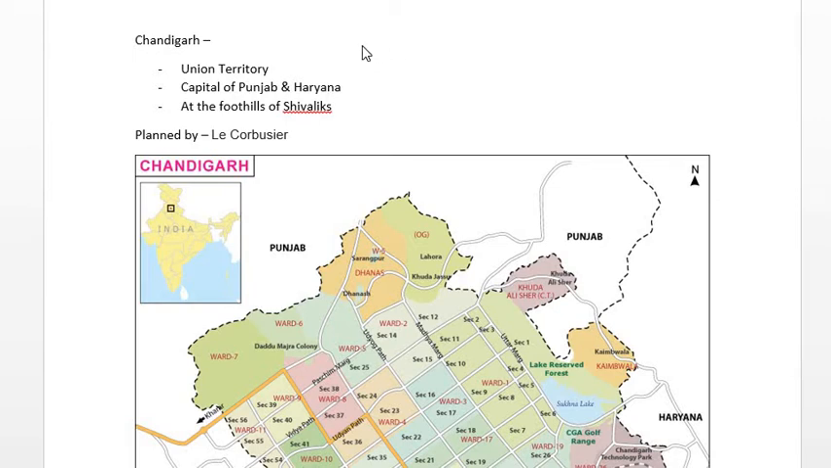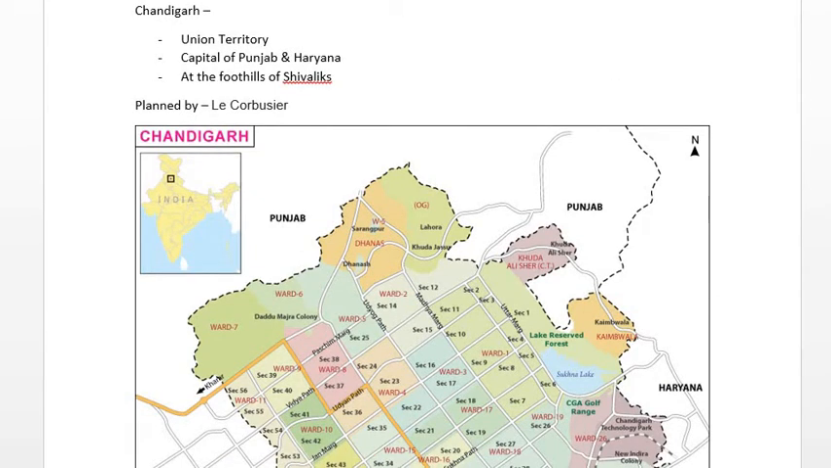Chandigarh is a Union Territory of India, and as you all might know, Chandigarh serves as the capital of two neighboring states, Punjab and Haryana. Geographically, Chandigarh is located at the foothills of the Shivalik range of the Himalayas. Chandigarh is one of the earliest planned cities of India, and it was planned and developed way back from 1950 to 1953. It was planned by Le Corbusier.